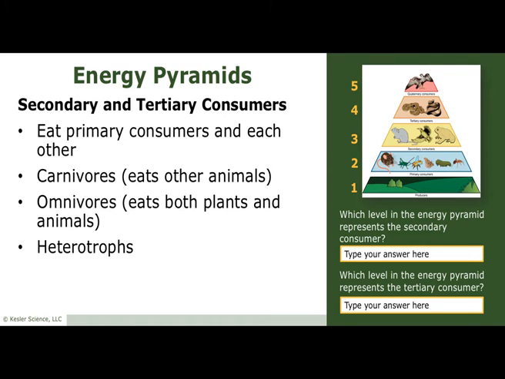The second level and third level consumers are called secondary and tertiary consumers. They either eat other animals or they eat animals and plants. So your secondary and tertiary consumers are carnivores, either eating strictly meat, or omnivores eating both plants and animals. But again, they are heterotrophs because they have to get their food from an outside source.